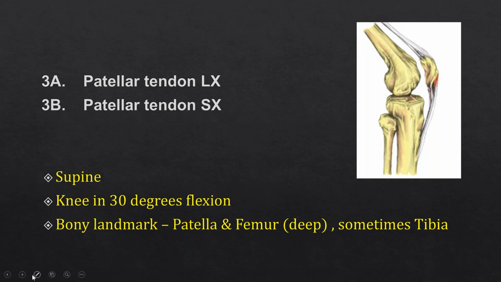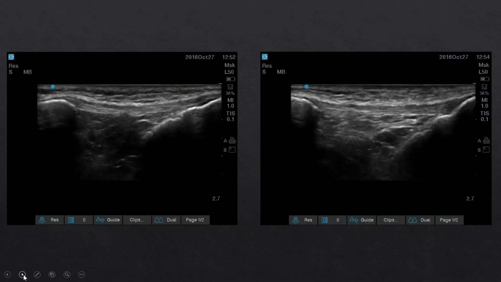So let's move on to see this one here. Okay, so here again I have the image comparing. On the left you have the patellar tendon attaching to the patella, distally attaching to the tibial tuberosity, and on the right this is not optimal. You don't have enough flexion to stretch out the tendon.